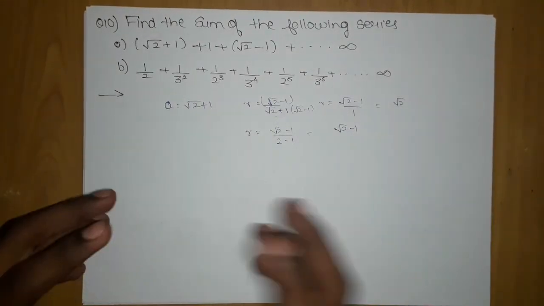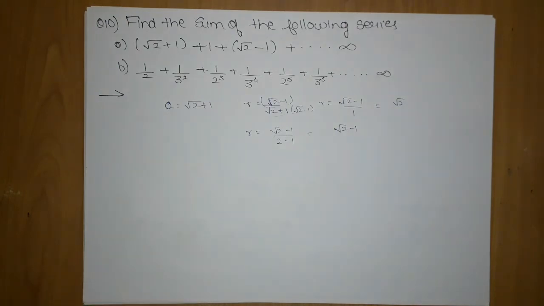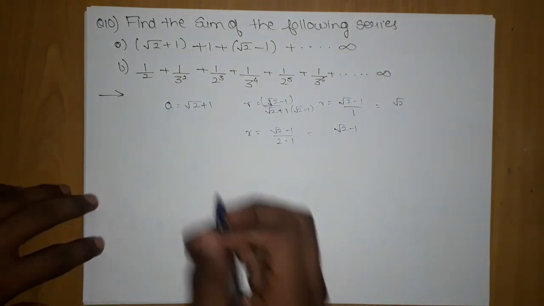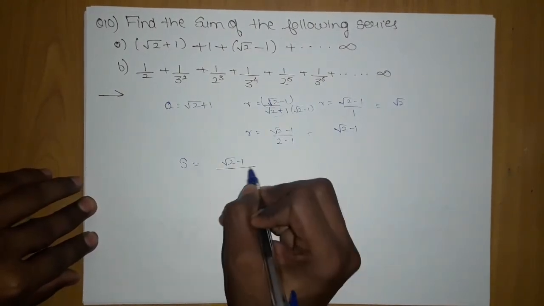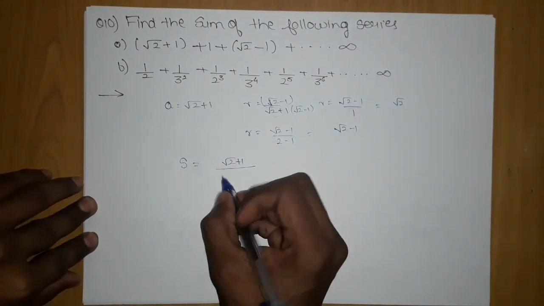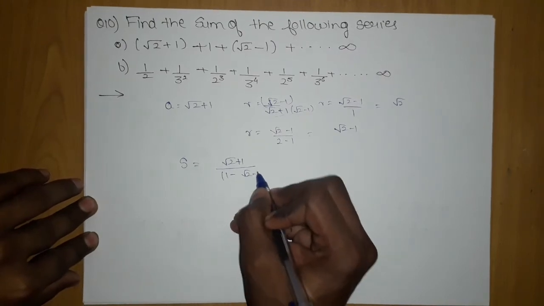So our r is root 2 minus 1, hence proved, our r is the same, so it is a GP. Confirm. Now its sum is very simple. What? A is what? Root 2 plus 1 over 1 minus r. It is root 2 minus 1.